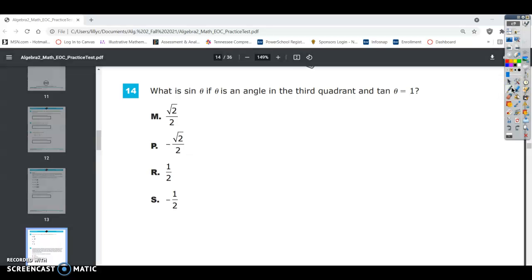Algebra 2 EOC practice test number 14. What is sine theta if theta is an angle in the third quadrant and tangent of theta equals 1?